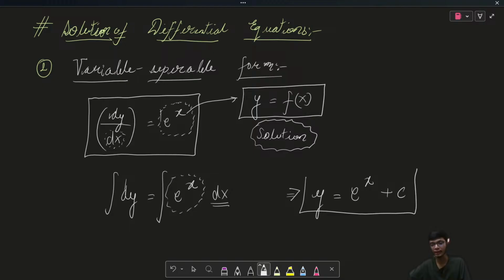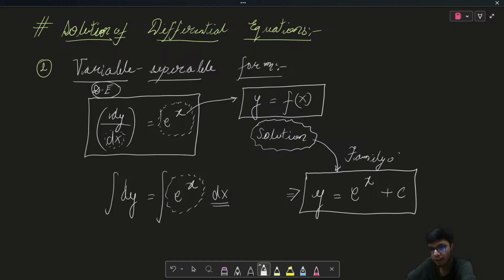So this constant denotes that it is the family of such curves having the form e to the power x plus c, right? On varying the c, you will have multiple families of exponential curves. So that is the basic understanding: from a differential equation, so this is our differential equation, I get to the solution, and the solution is basically the family of curves.